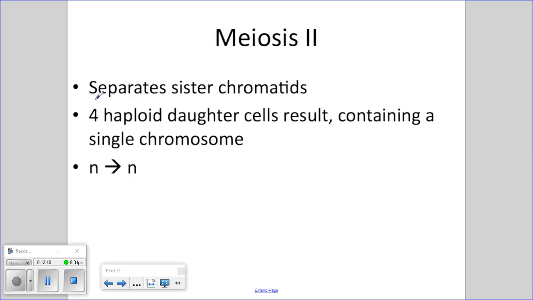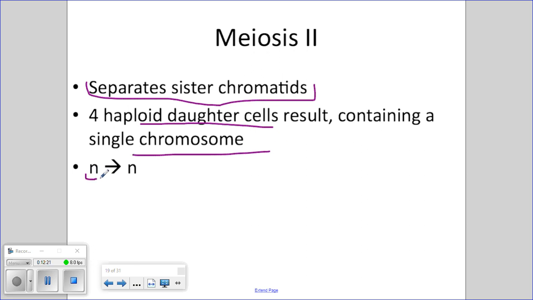In meiosis 2, the big event that occurs is the separation of these sister chromatids, and at the end you will get 4 haploid daughter cells that result, each containing a single chromosome. So these cells will start haploid and will end haploid.